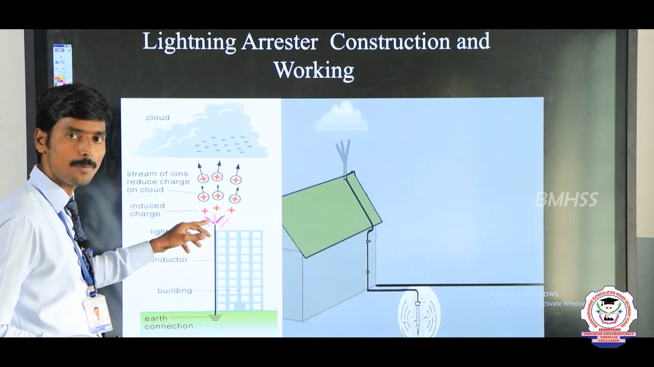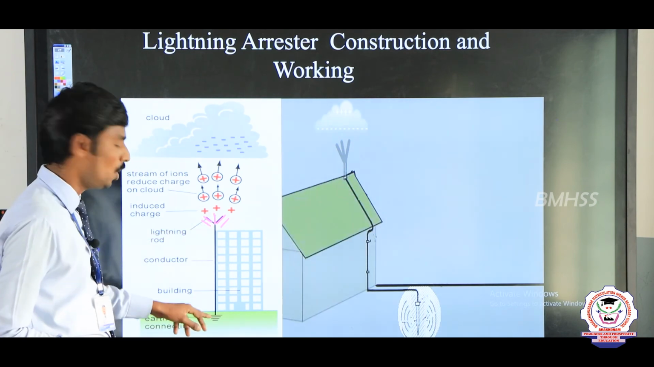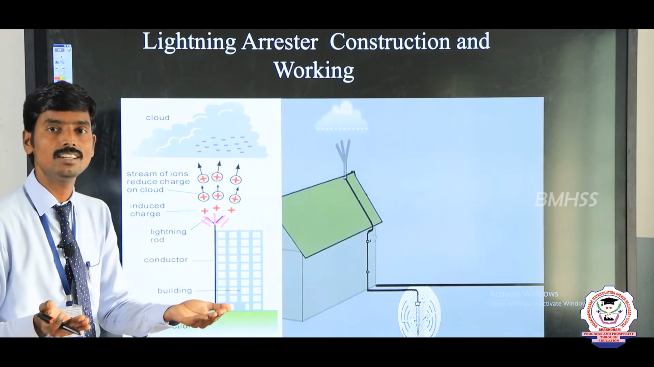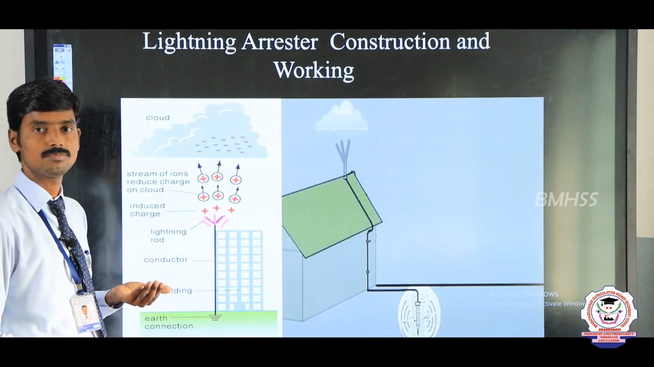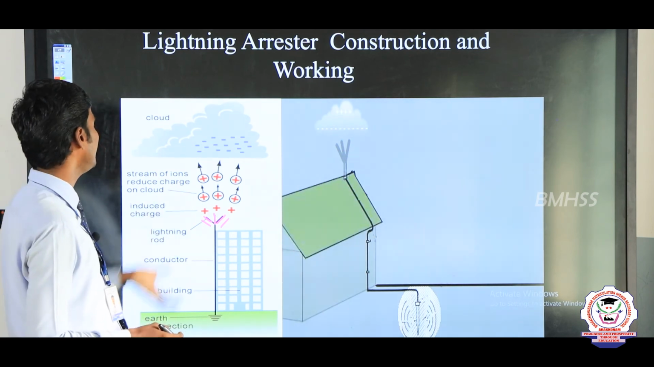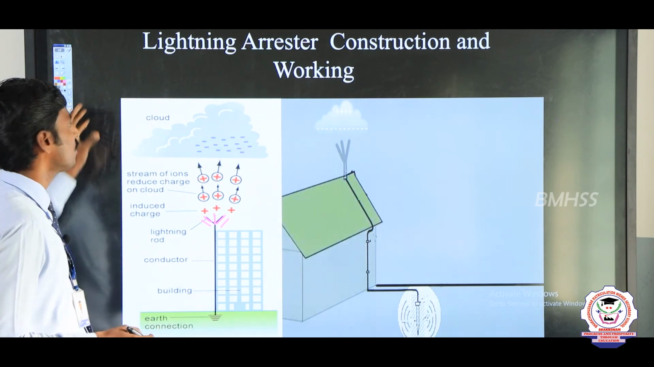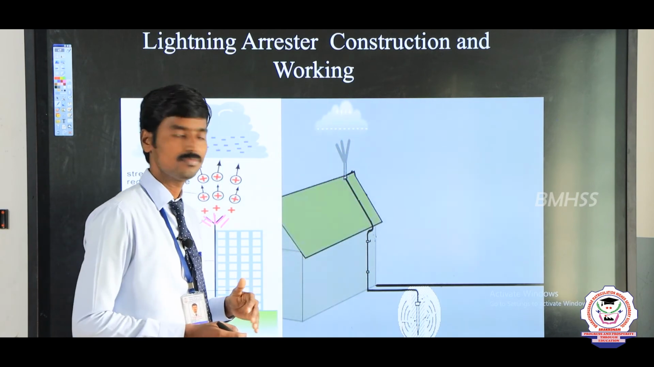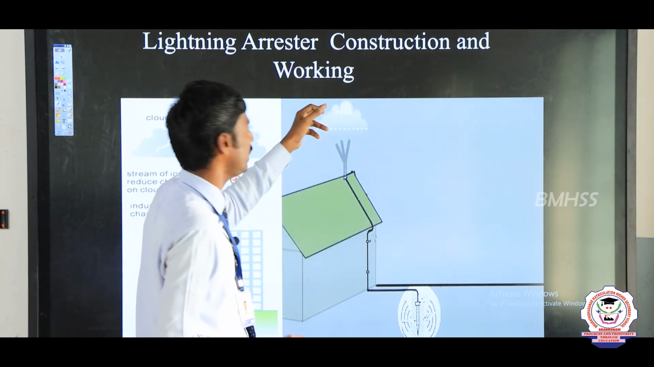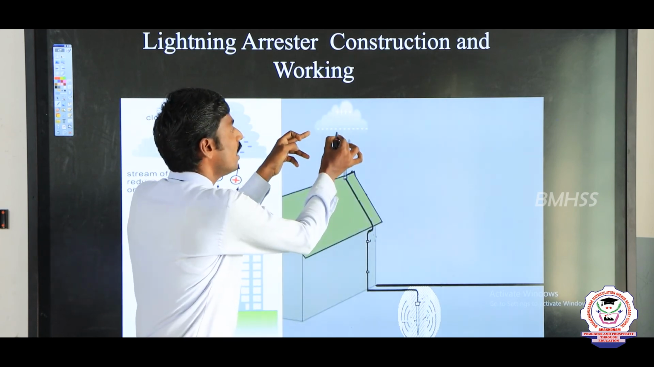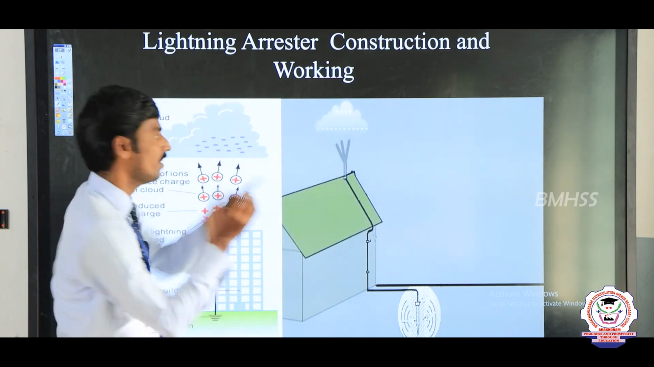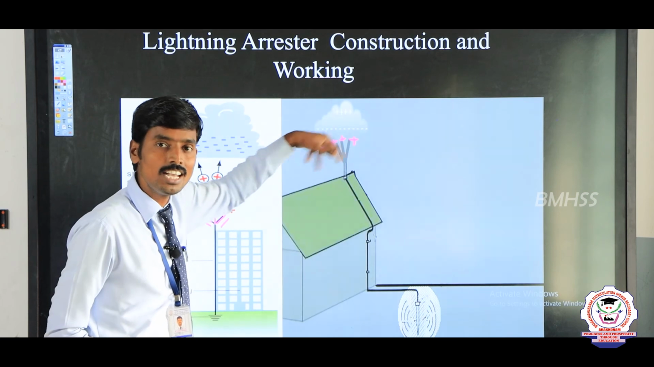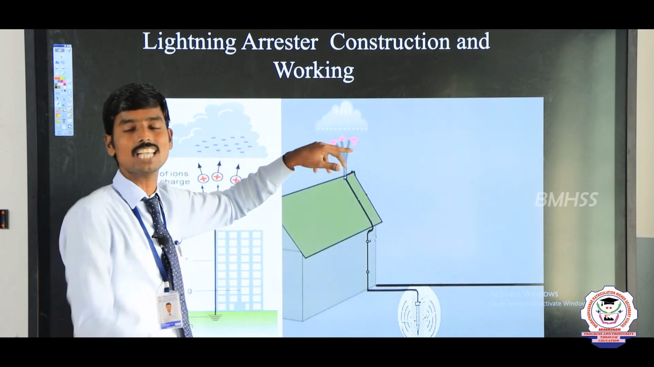The upper end of the copper rod consists of n number of spikes, and the lower end of the copper rod consists of copper plates. This copper plate is buried deep into the ground. So the working of the lightning arrestor is a simple concept. When a negatively charged cloud passes over the building, the negative charges induce positive charge on the spikes. Here, positive charge is produced on the spikes. These positive charges ionize the surrounding air.